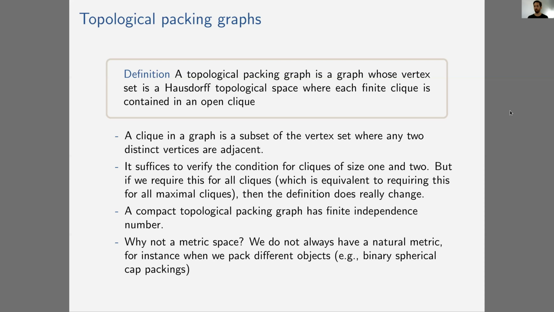And there you always have a natural metric. So why do we bother talking about topological packing graphs? One reason is that there are also cases where there's no natural metric to work with. This happens, for instance, if you pack different objects, like two sizes of spherical caps on a sphere. You can, if you really want to, still construct a metric that agrees with the topology, but it's something really ugly and non-natural. So that's one reason you might want to work with this definition. And it also turns out that this is actually all that you need to make everything work.